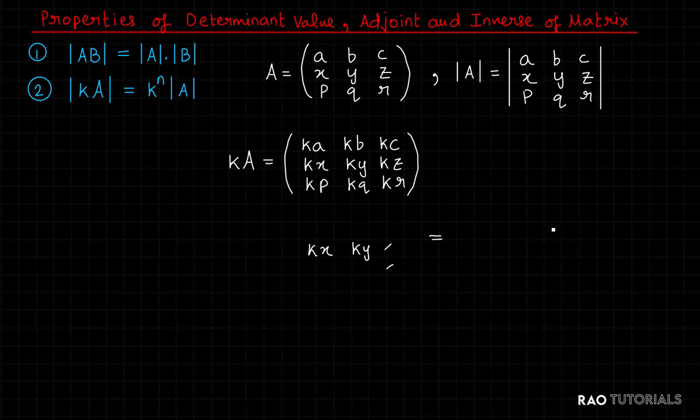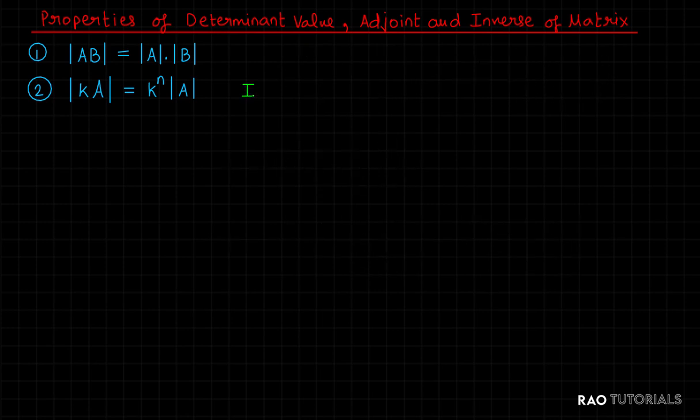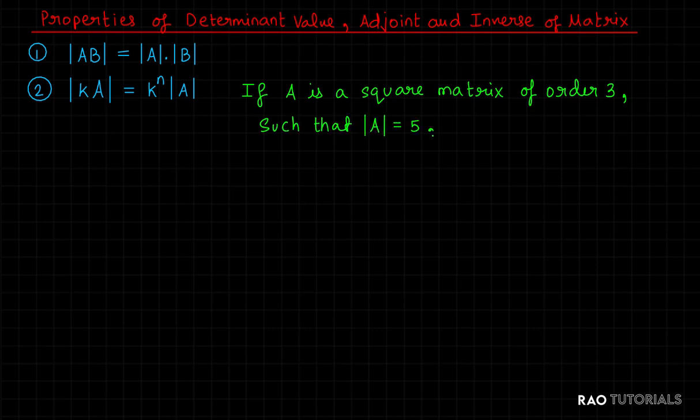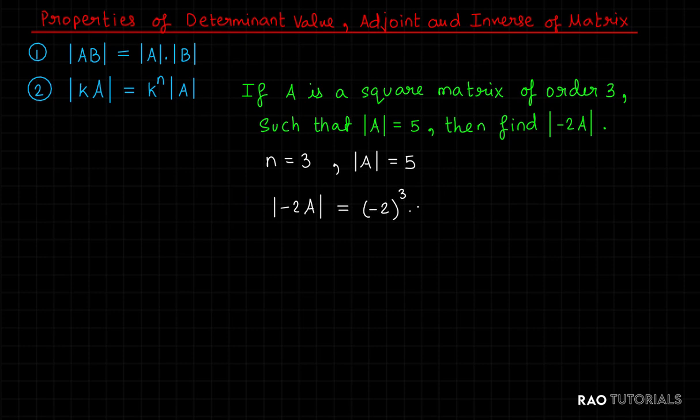Let us use this property. Consider this simple problem. If A is a square matrix of order 3, such that determinant A equals 5, then find determinant of -2A. Now since A is of order 3, so n equals 3 and determinant of A is given as 5. Now from second result we have determinant of -2A equals (-2) to power n determinant of A, which reduces to -40, which is the required value.